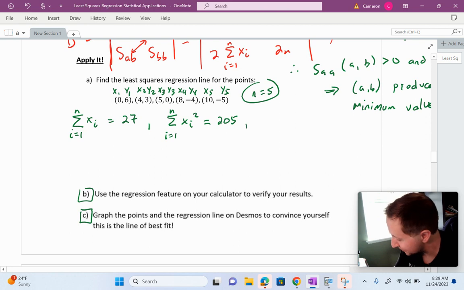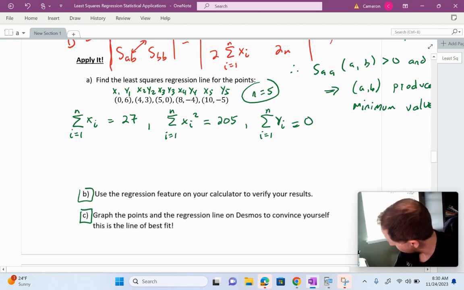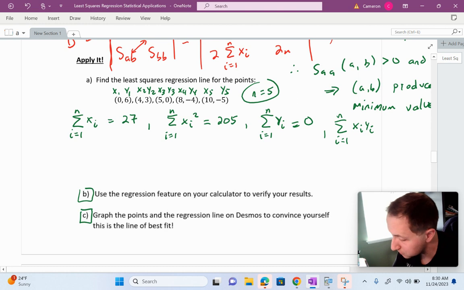Definitely using the calculator to do that. The sum of y sub i's in this case, 6 plus 3 plus 0 minus 4 minus 5, actually ends up being 0, which will make some of the calculations a little bit easier. And then we are also going to need our sum of products. I need the sum of the mixed products of the x and y terms. So if you take 0 times 6 plus 4 times 3 plus 5 times 0 plus 8 times negative 4 plus 10 times negative 5, you get negative 70.